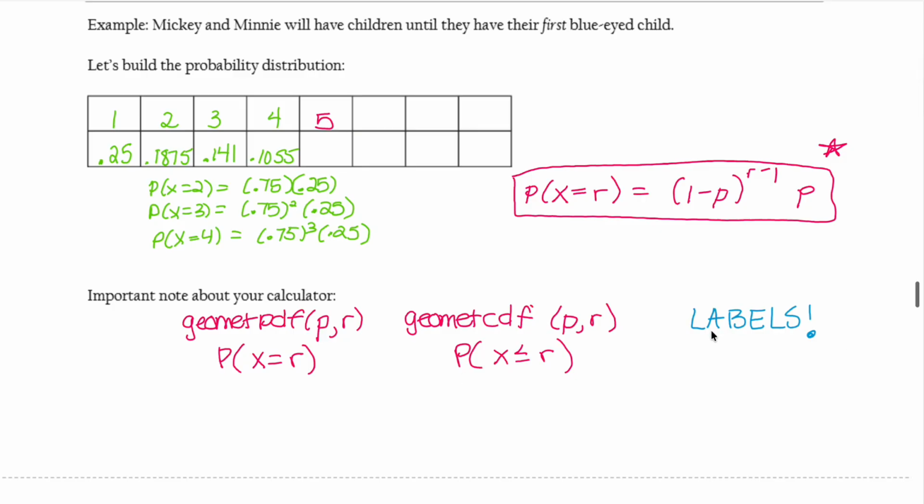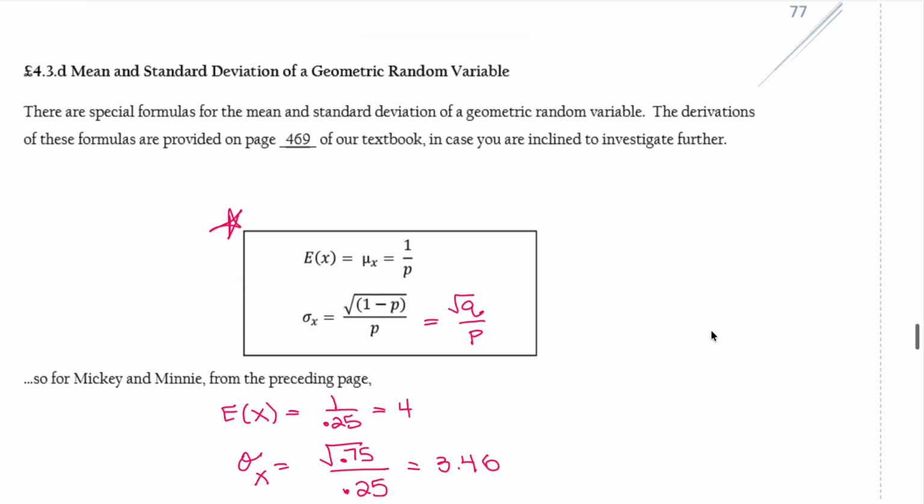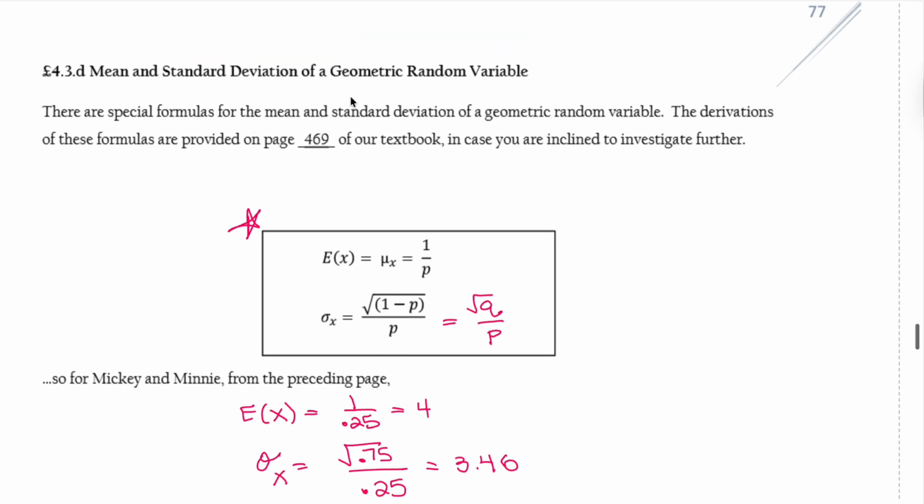Have to label P and R. Instead of this case, we don't have N. So, mean and standard deviation of a geometric random variable. There are special formulas for the mean and standard deviation of a geometric random variable. The derivations of these formulas are provided on page 469 of our textbook in case you're inclined to investigate further.